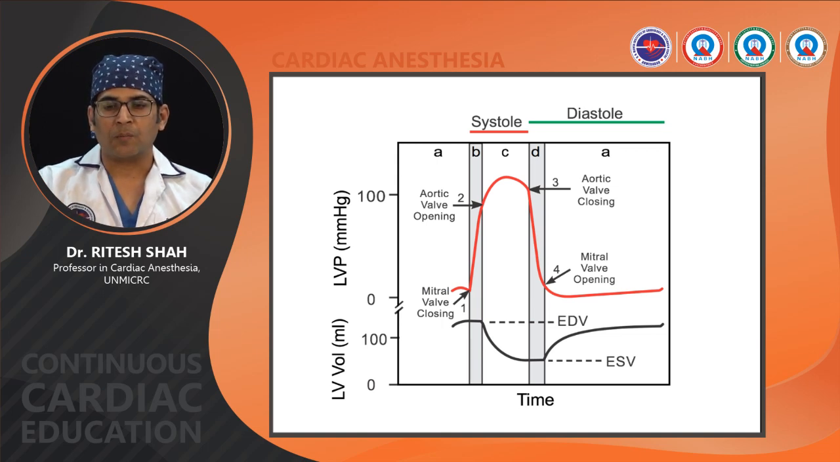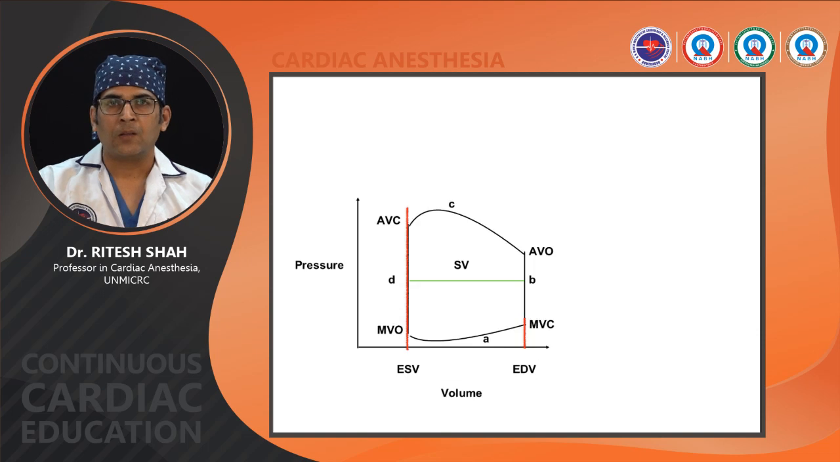When LV pressure and volume are plotted against each other in a single chart, we get a pressure volume loop like this. In this pressure volume loop, LV pressure is on the y axis and LV volume is on the x axis. When the mitral valve opens, LV filling starts initially through rapid filling, and later with the help of atrial kick, the last 15 to 20% in a normal heart, the LV gets blood from atrial contraction.